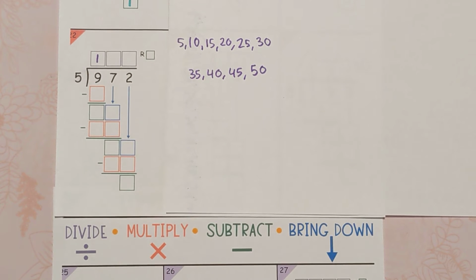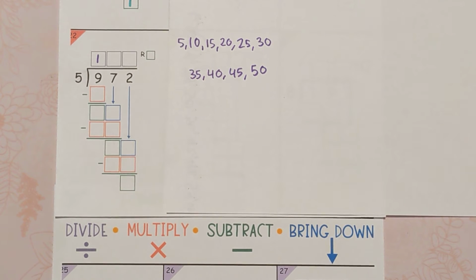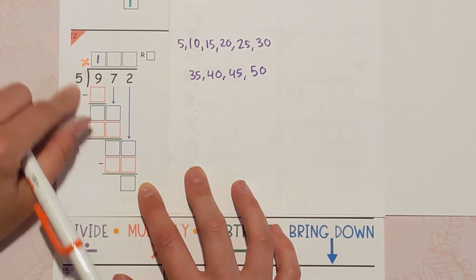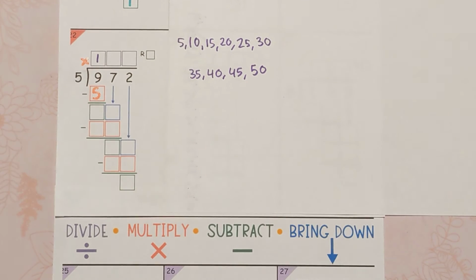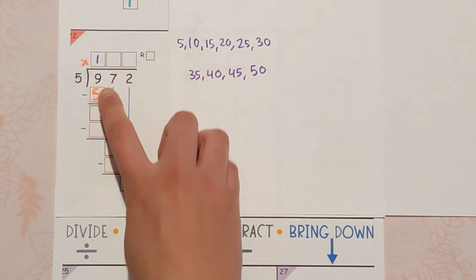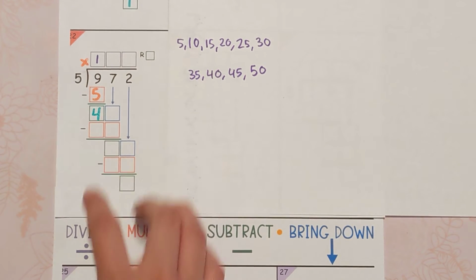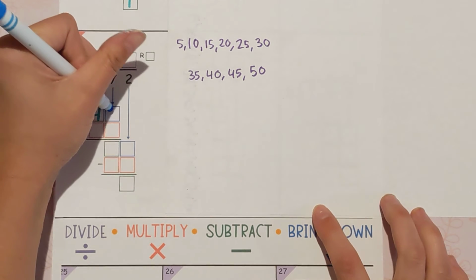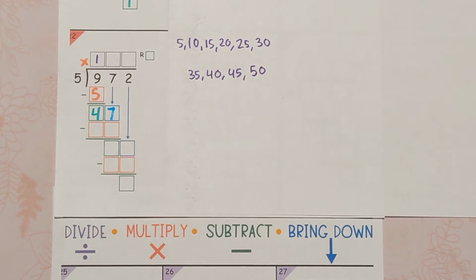And as I do this, like I said, you can pause the video, but you can also think about what is the next step and try to remember it before I do it. So we're going to multiply, and what are we multiplying? 1 times 5. All right, what's our next step? Subtract. What are we subtracting? 9 minus 5. And now we're going to bring down. What are we bringing down? The 7.